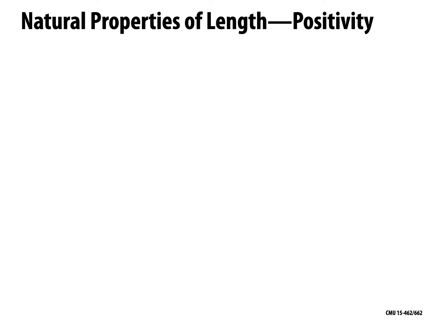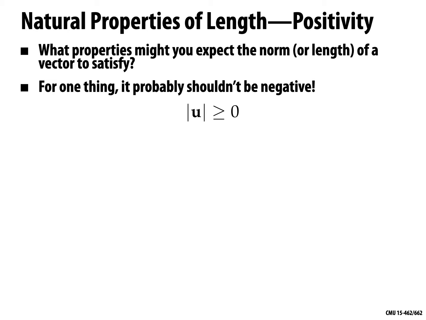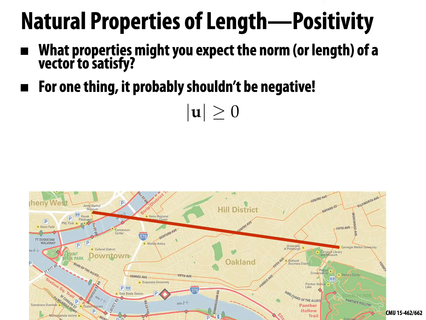So when we talk about length, we talk about a norm, there's some very natural properties we might expect a norm to have. What properties might you expect? Well, for one thing, if we're going back to talking about little arrows and I ask you, how long is this little arrow? What's its length? Probably shouldn't be negative. It'd be really weird if I said, hey, could you please tell me what is the distance between Carnegie Mellon and the Andy Warhol Museum? And I said, oh, it's -5 miles. You would look at me like I'm crazy. This doesn't make any sense to talk about length as a negative quantity.